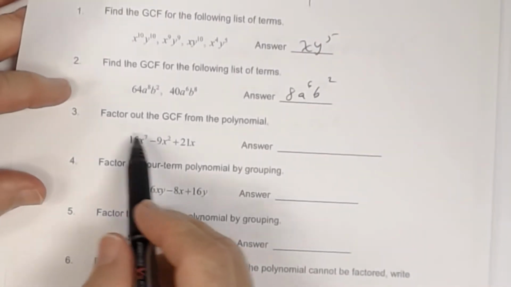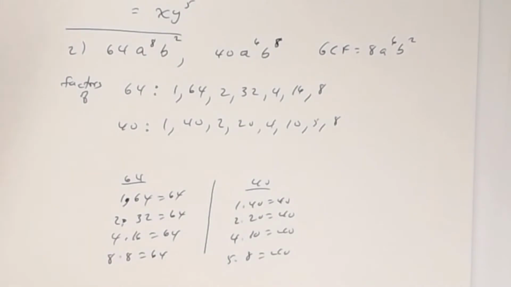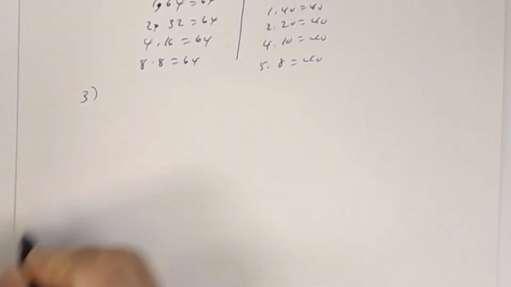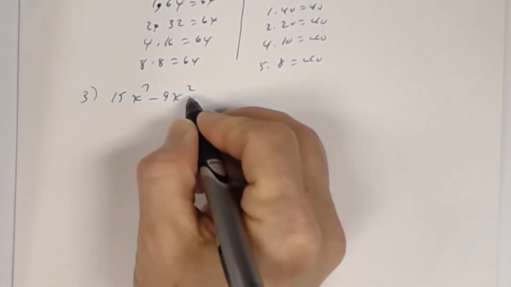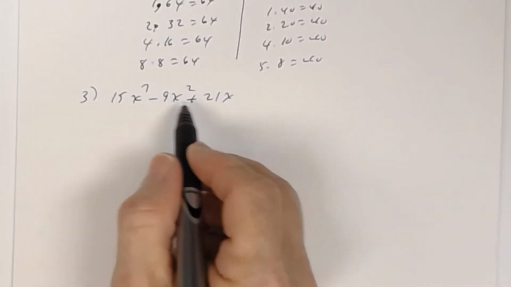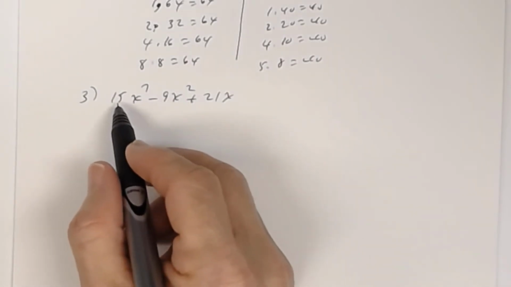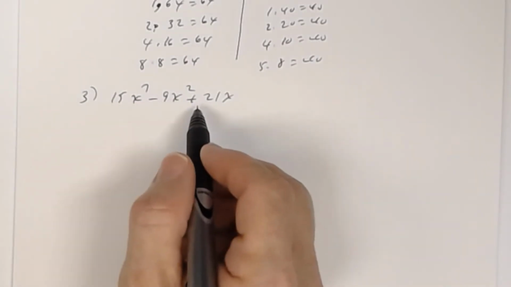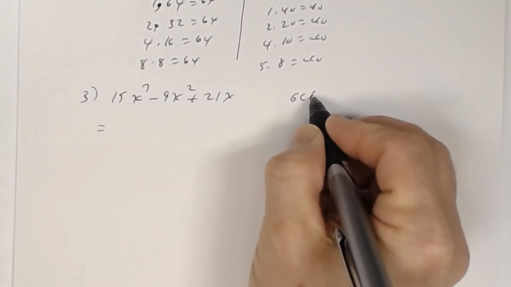Okay, now in number 3 you want to factor out the GCF. And so at this point remember, it helps if you use the distributive property to check your work. So we have 15x to the 7th minus 9x squared plus 21x. And so if you look at 15, negative 9, and 21, at this point you need to recognize that the GCF of 15, negative 9, and 21 will be 3. So far my GCF is 3.